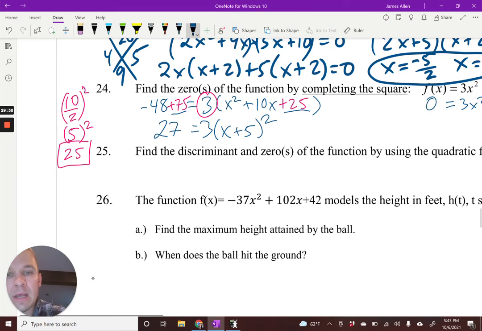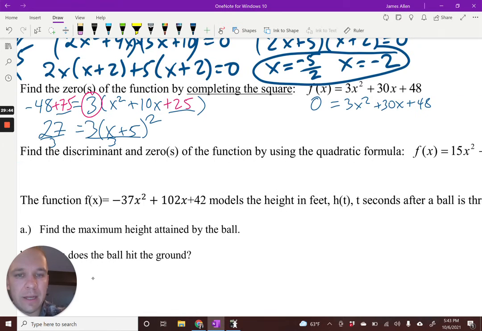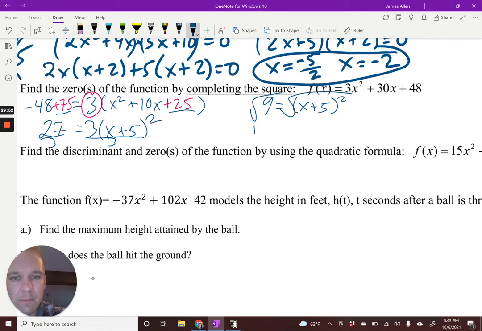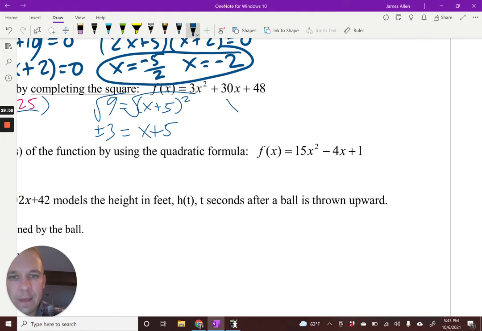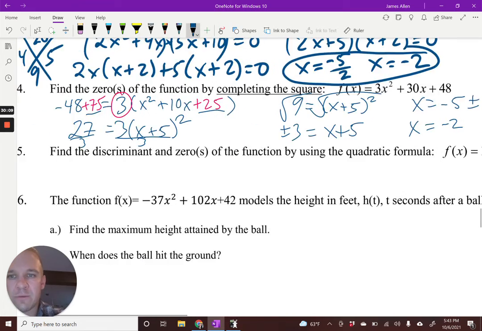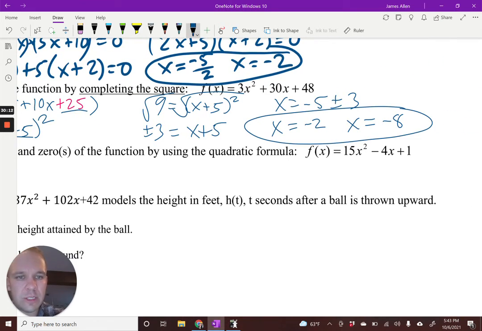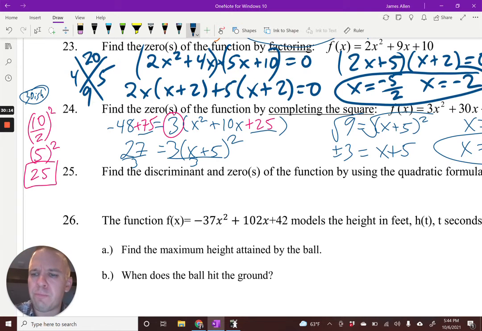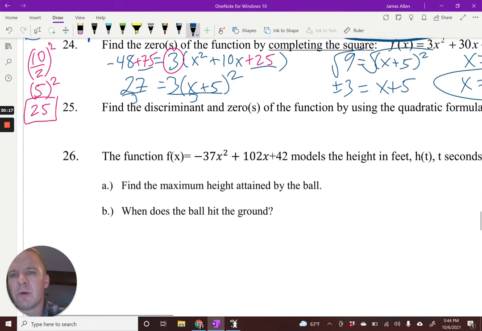All right. Back over here. Now I'm going to divide by 3. And I've got 9. So I'm going to erase that now. 9 equals x plus 5 squared, square root. I get plus or minus 3 equals x plus 5. So x equals negative 5 plus or minus 3. And I'm going to have negative 5 plus 3 is equal to negative 2, and negative 5 minus 3 is equal to negative 8. It asks for the zeros. That should be good. All right, apparently problem 24 is another page break, but it didn't look like that on here. So I wrote down another note for myself.